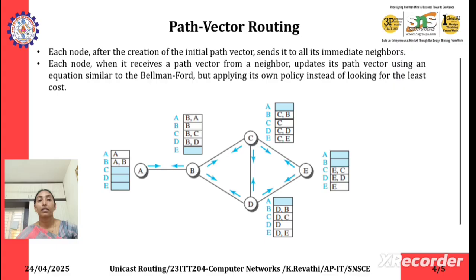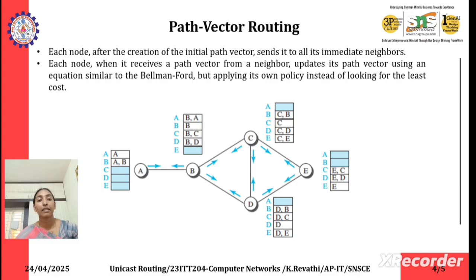Here the least cost node will not be selected. Instead of that, the immediate neighbor will be selected as the source node. The main concept of this path vector routing is that each node will maintain a routing table. In the given example, there are 5 nodes available. Here the nodes can be a hardware device, a network device, or a system.